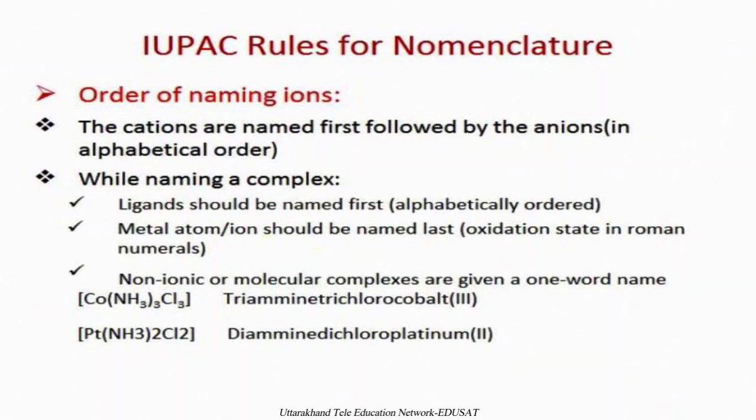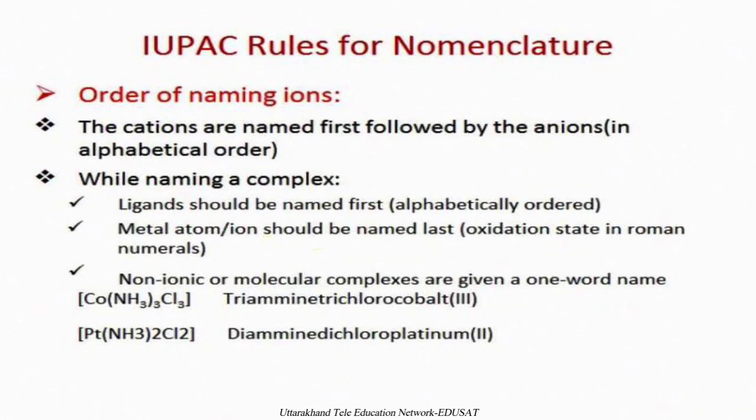Next point is, when we are giving a name to the complex, the ligands should be named first, and that should also follow alphabetical order. Second, the metal atom or ion should be named last, in which the oxidation state should be written in Roman numerals. These rules are accepted by the International Union of Pure and Applied Chemistry, and are acceptable at the international level. So we have to follow these rules strictly to get the right name for the coordination compounds.